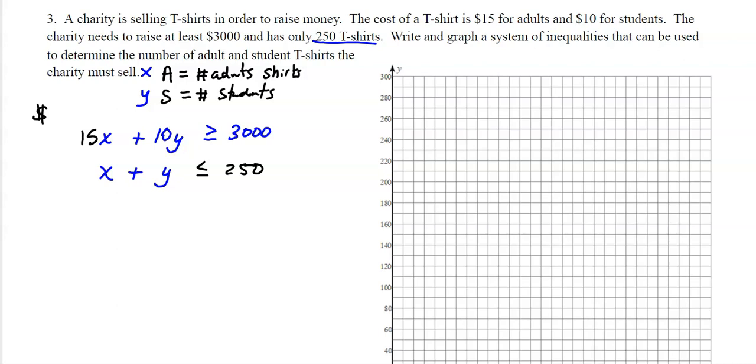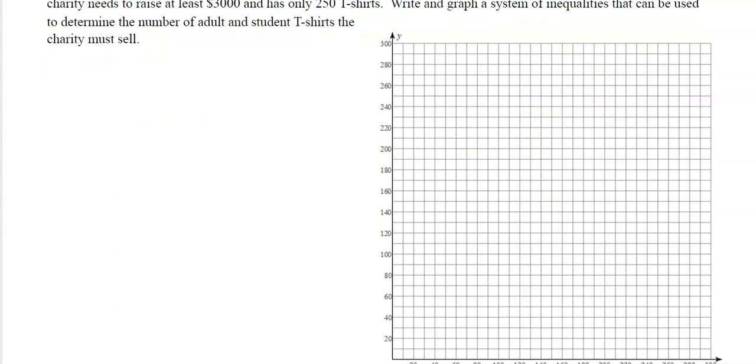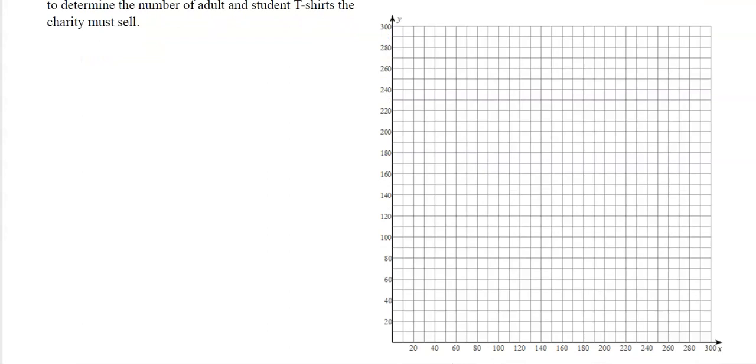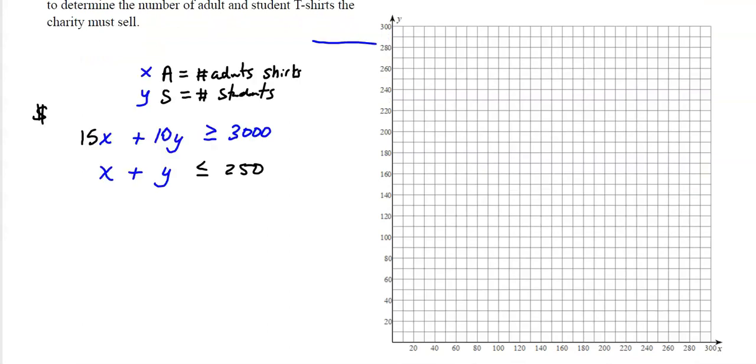So I'm going to try to put this on the grid. I'm going to slide this grid up a little bit so we can see the x-axis down there on the bottom. All right, so here we go. If I want to graph these two lines, I could solve them both for y and put them in slope-intercept form. But I kind of like using intercepts on this one. So let's just make a little xy table and find the intercepts.